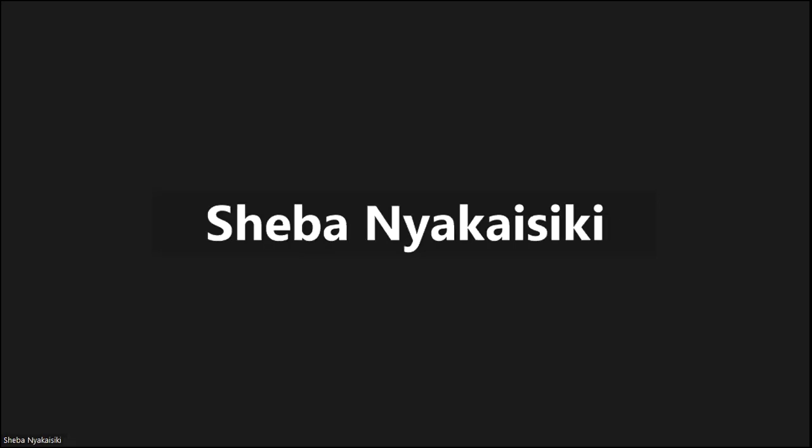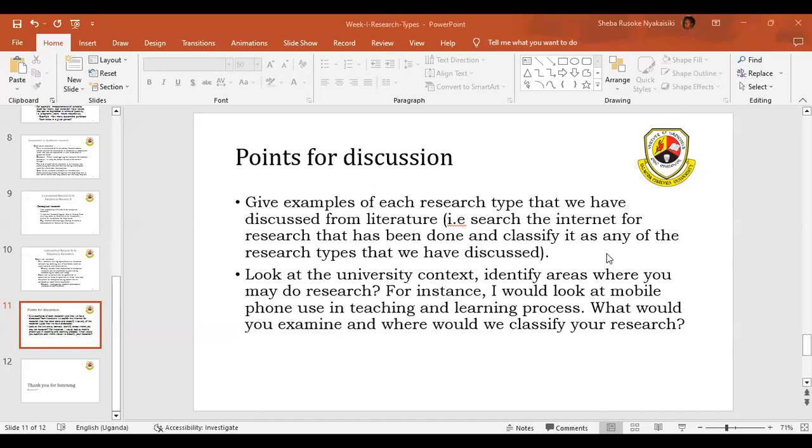Okay, let me just reshare. So I'm asking you to search the internet for research that has been done and classify it as any of the research types. Look at the university context, identify areas where you may do research. For instance, I would look at mobile phone use in teaching and learning. What would your research be, where would you research and where would you classify your research? So this is just going to be a discussion, it's not an assignment. It's just a discussion. I'll upload some articles. I also expect you to look for some articles.